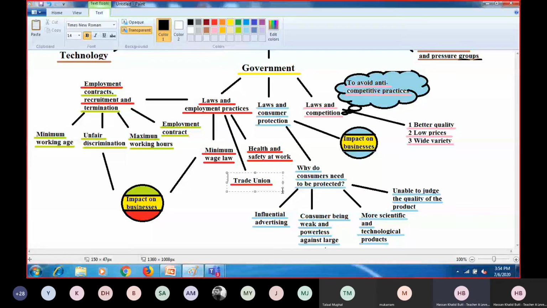For example, employees want to have a trade union. Do you know what is a trade union? Abdul Jabbar, can you answer? What is a trade union? Abdul Jabbar, Fazan Ali, what is a trade union? Any idea? No sir, I don't know. All right.